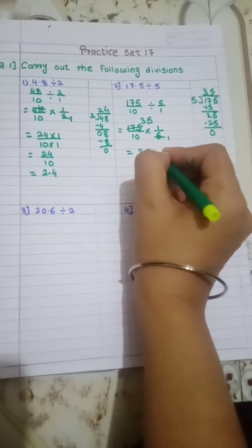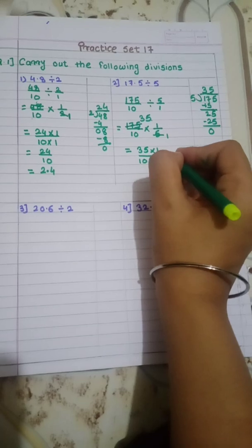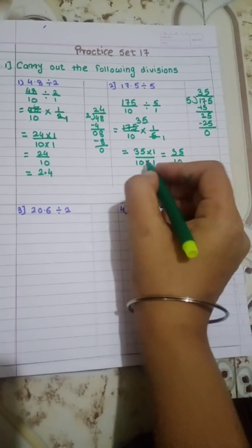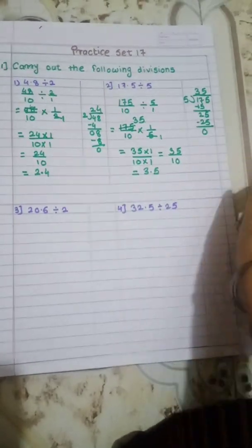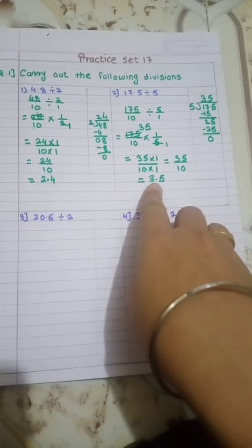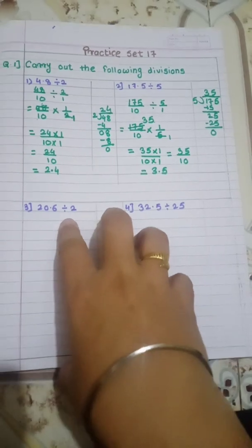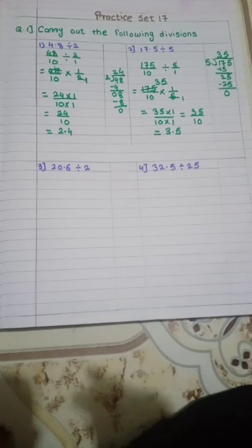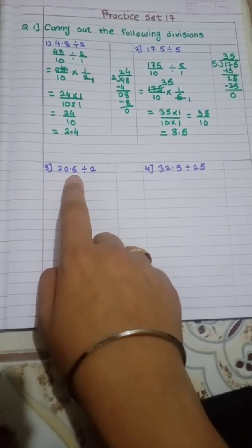So here what is the remaining? 35 multiply by 1 and 10 multiply by 1. So 35 1s are 35 and 10 1s are 10. So what is the answer I am getting? 3.5. I have converted this into decimal form. 3.5. Okay student, got it? Now next example. 20.6 divided by 2. Very easy to do.